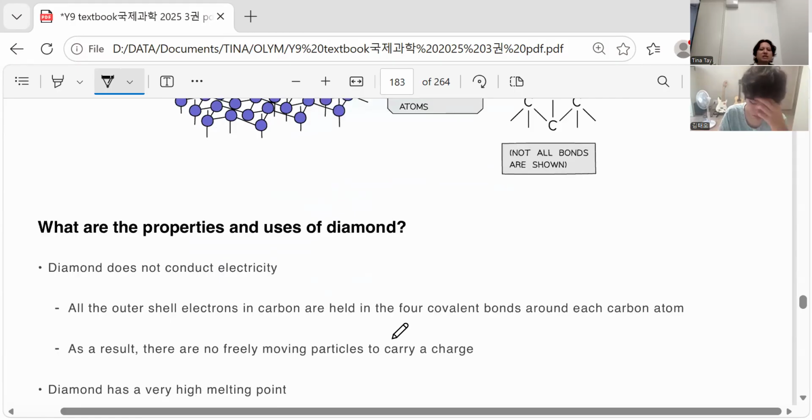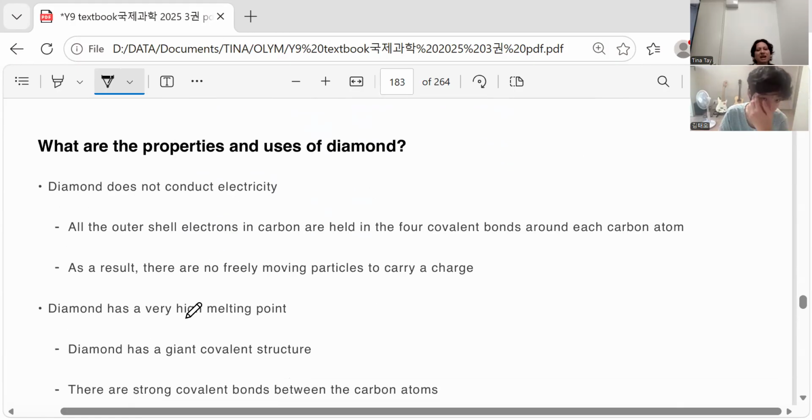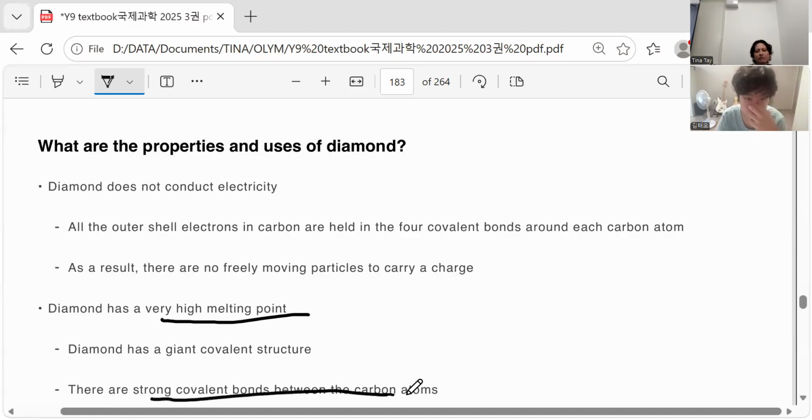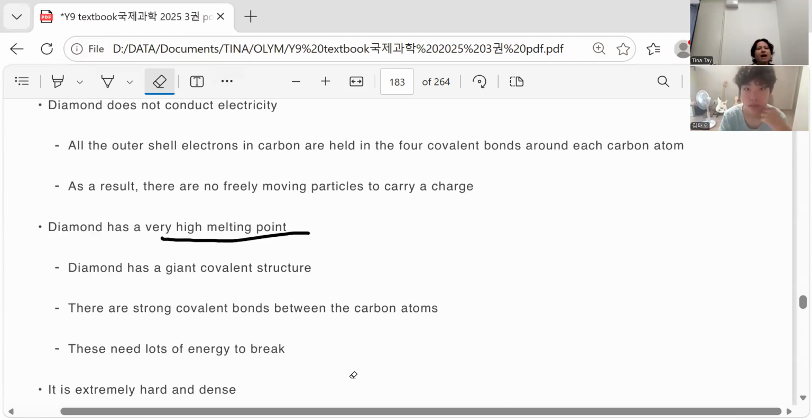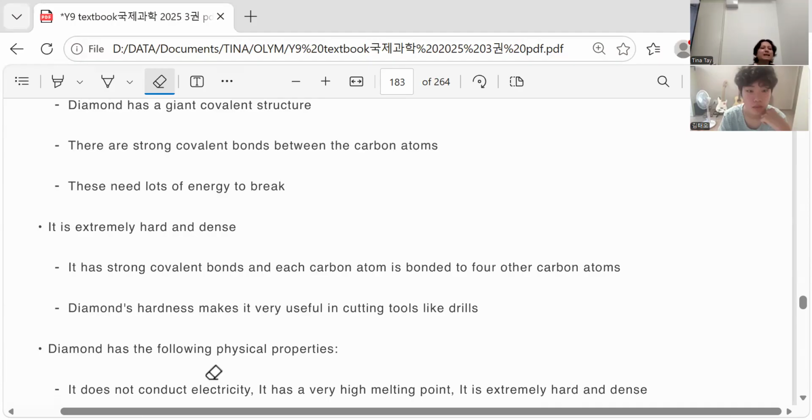Because of this, diamond has a very high melting point because there are many strong covalent bonds between all the carbon atoms, and it needs a lot of energy to break. Because there are many, many strong covalent bonds, it is actually the hardest. Diamond is the hardest substance in the world and is used to make drills.